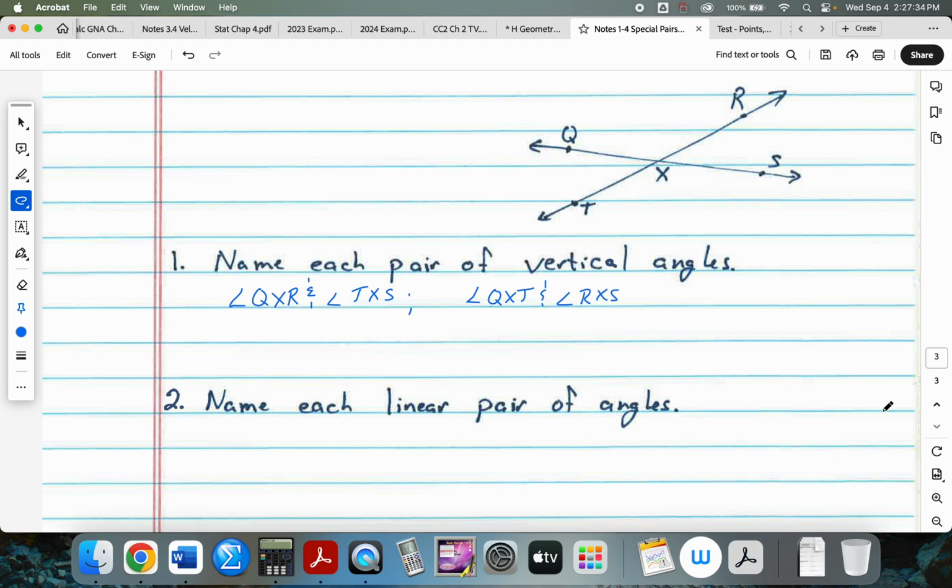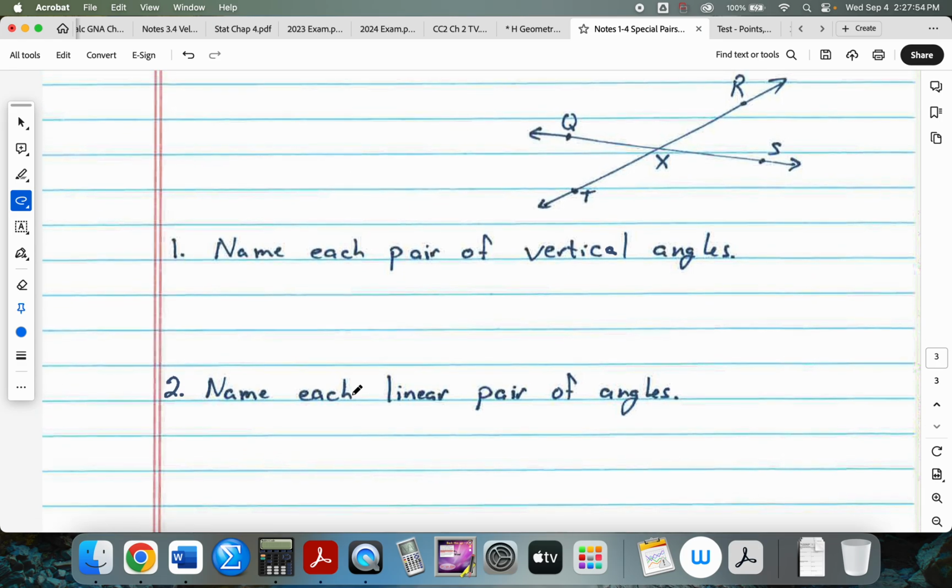We'll talk more about this later, but what looks like is true about the size of these two angles? They look the same, and in fact they are. All right, so now let's do linear pairs. There are 4 linear pairs. I'll give you one. QXT and angle TXS. Let's let everybody catch up.